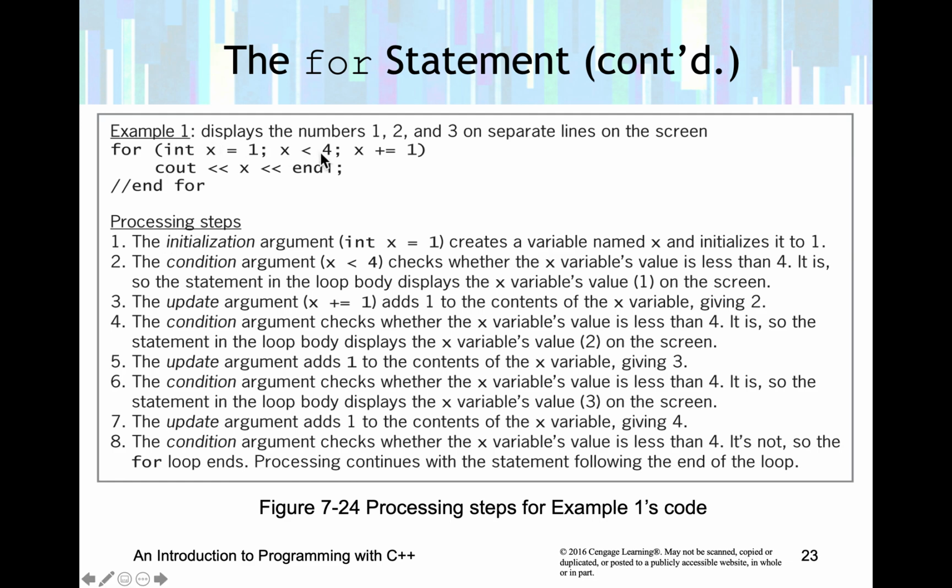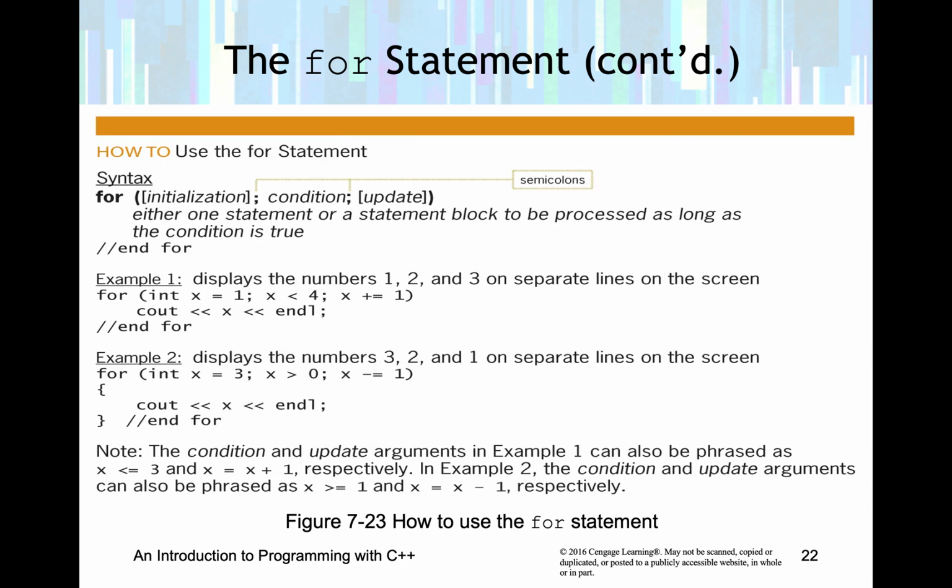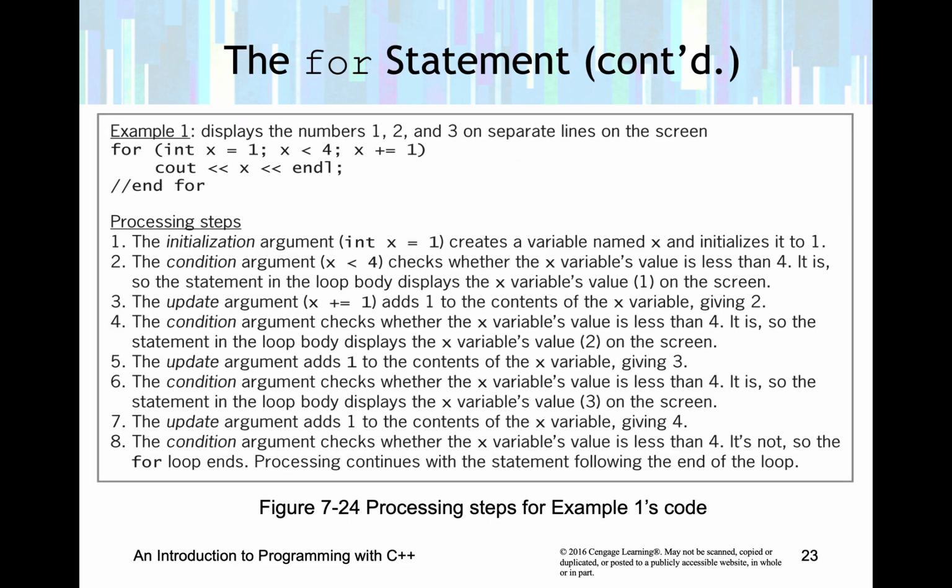So this here is what I just went over on what happens first. First it initializes, then it compares, then it couts, then it increments, compares, cout, increment, compare, cout, like that. Also remember, like I said earlier, when you define this variable here, int x equals 1, you can't use this x anywhere else in your program because it's only available in this section of code.